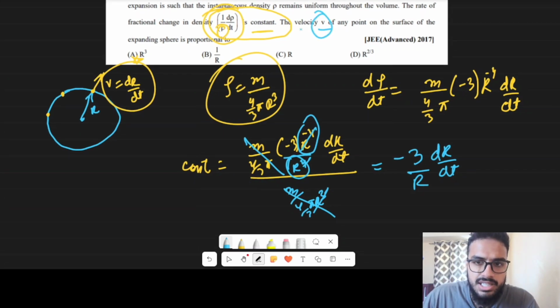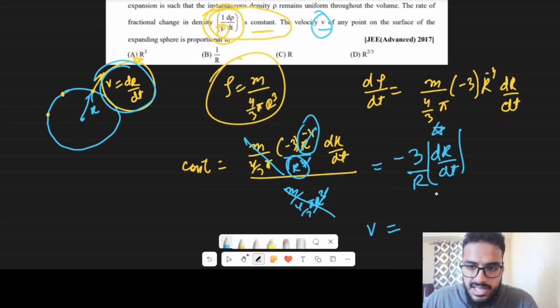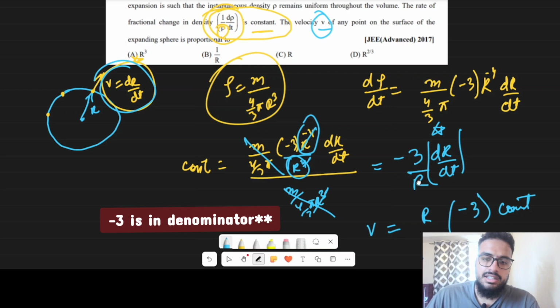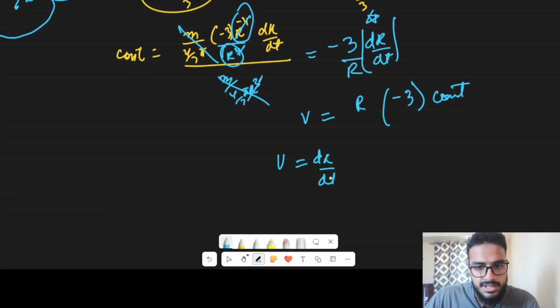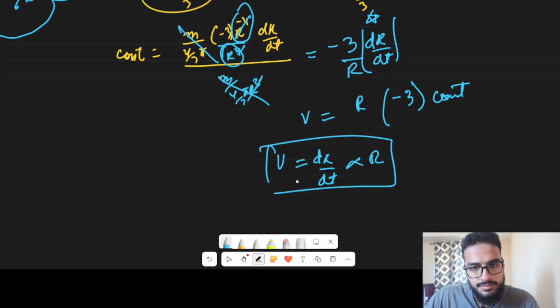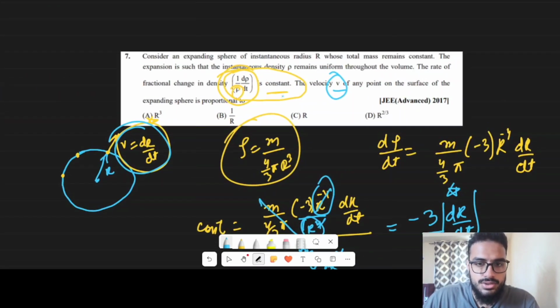What is the speed proportional to? We know the speed is dr by dt only. Can we say that speed is r into minus 3 into constant, isn't that? From here can we say that the speed, that dr by dt, is proportional to r, so that should be our answer, so it is here.